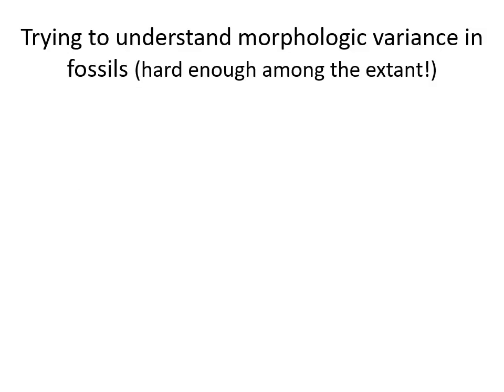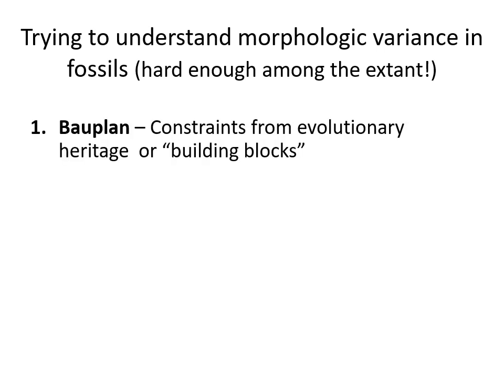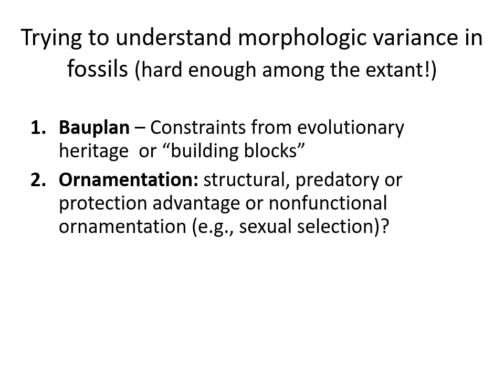So when we try to understand morphologic variance in fossils, it's very, very difficult because it's hard enough to do with living or extant animals. We have a bow plan, which is constrained from evolutionary heritage or the building blocks. You're not going to get new parts out of nothing. You need new parts from old parts with modification. Ornamentation.